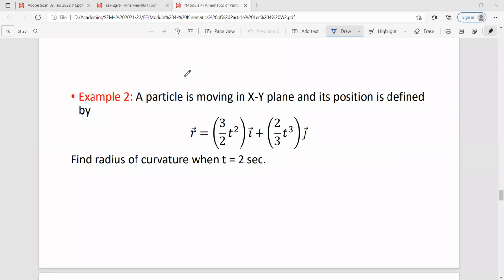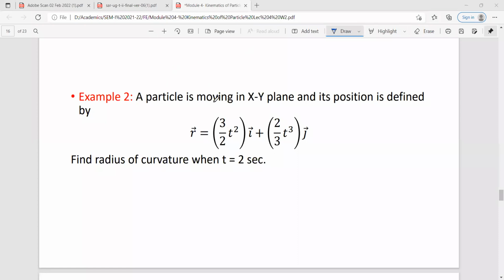Okay, so I hope that many of you have started solving this. So first of all, how to know that this is the case of curvilinear motion? Okay, so I'm reading the numerical.